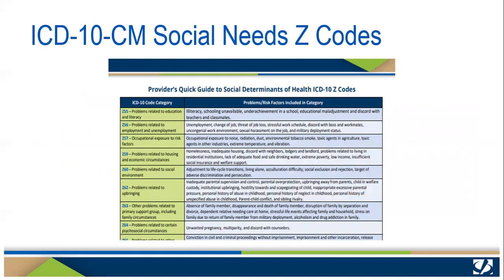One tool available to capture data on the social needs of a patient population is the ICD-10-CM codes included in categories Z55 through Z65, otherwise known as Z codes, which identify non-medical factors that may influence a patient's health status. Existing Z codes identify issues related to a patient's socioeconomic situation, including education and literacy, employment, housing, lack of adequate food or water, or occupational exposure to risk factors like dust, radiation, or toxic agents.